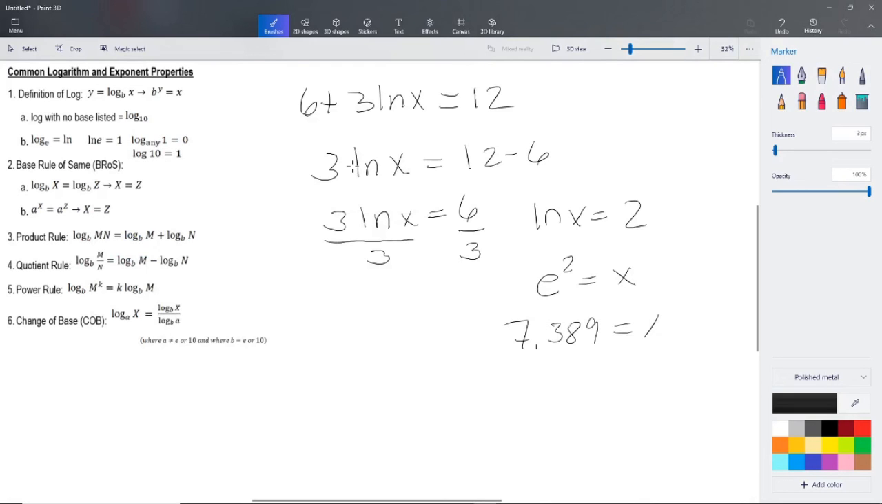7.389 is the answer for x. So pretty cool that way, taking something that started as a log and turning it into an exponent so that we can solve it. Again, the key to this problem is making sure you isolate the natural log, or the log, by itself before you invoke the definition of log.